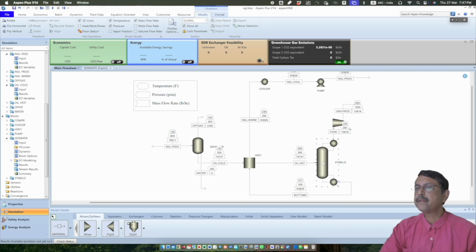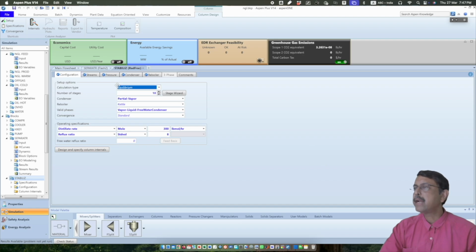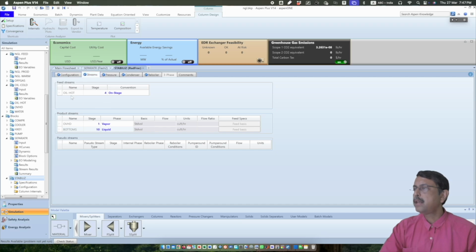So let us open the stabilizer. It is a RadFrac column having equilibrium type calculation, having 10 stages. We have a partial vapor condenser, and it also has a vapor liquid free water condenser. Distillate rate and reflux ratio have been given. Oil is being fed on the 4th stage.